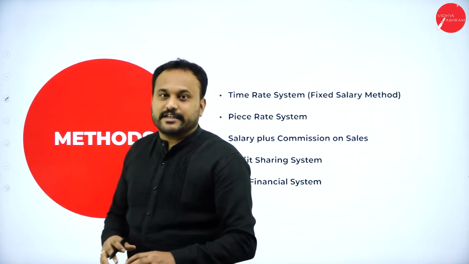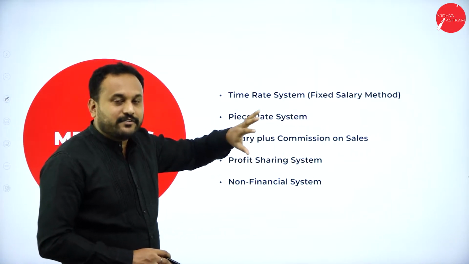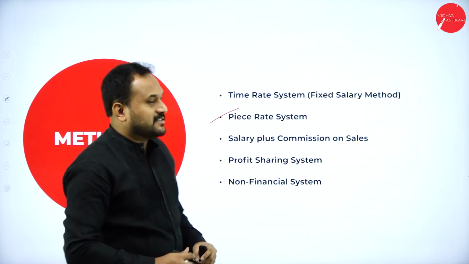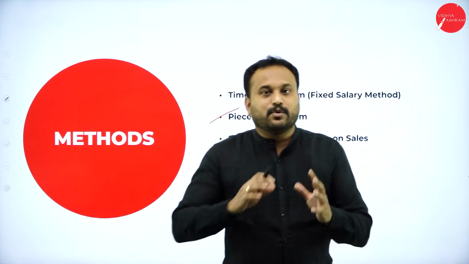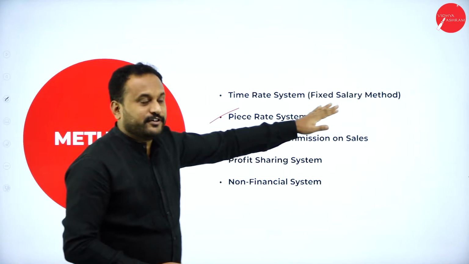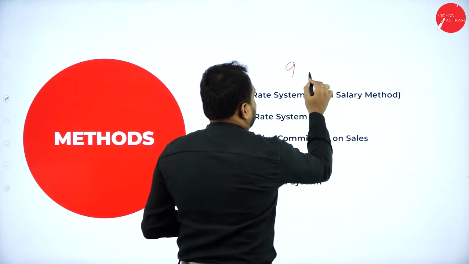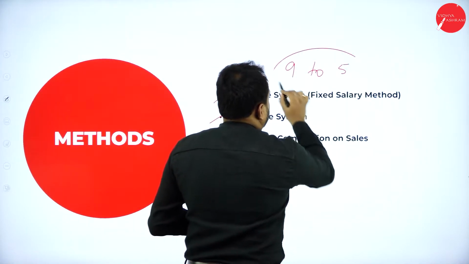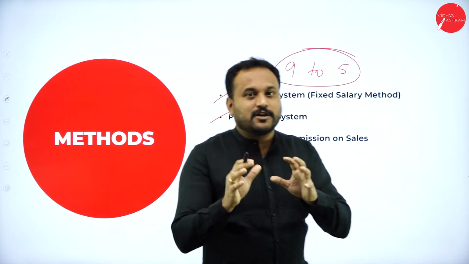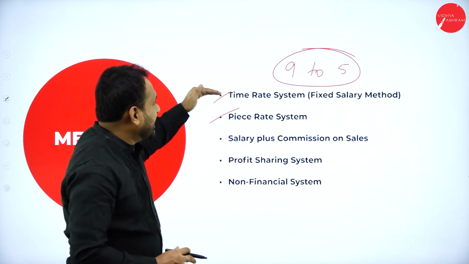The first one is the time rate system, which is a fixed salary method, and second is the piece rate system. Now, what exactly are these types? The fixed salary method, the first one I told you, is the time rate system. For example, you log in at 9 o'clock and you log out at 5 o'clock. This is what the time rate system is, 9 to 5. Usually you would have heard people saying that I am a person who works from 9 to 5. So what exactly is it? It is a time rate system.